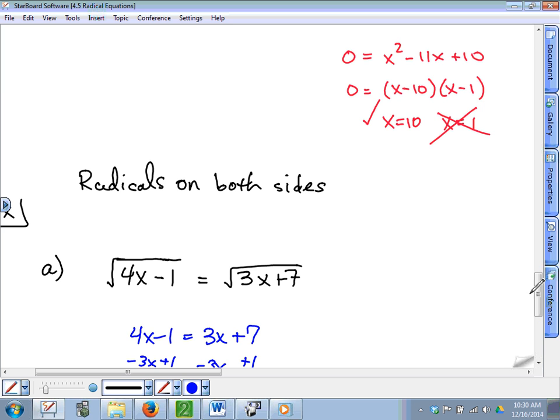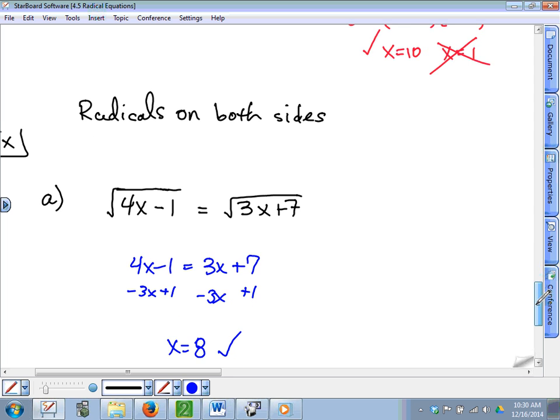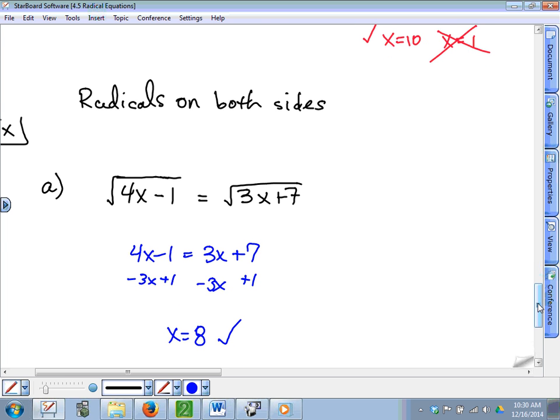You have 4x minus 1 equals 3x plus 7. Subtract 3x, add 1. So you get x equals 8. If you were to check it, 4 times 8 is 32, minus 1 is 31. So this side gives you the square root of 31. Over here, 3 times 8 is 24, plus 7 is 31. So over here you get the square root of 31. Both sides are the same. So x equals 8. Those are the easy ones. If you have just one root on one side and just a root on the other side, nothing else, no big deal.